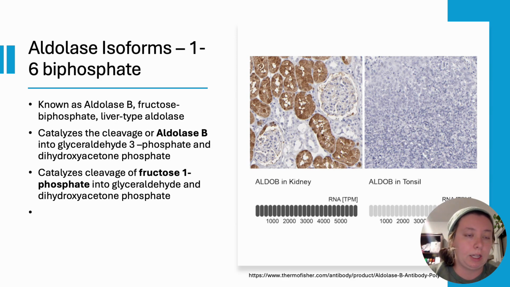So specifically, the Aldolase isoform fructose 1,6-bisphosphate is the one used in glycolysis and gluconeogenesis. It's also known as Aldolase B, or fructose bisphosphate aldolase, or liver type Aldolase. It specifically catalyzes the cleavage of fructose 1,6-bisphosphate into glyceraldehyde 3-phosphate and dihydroxyacetone phosphate. It also catalyzes cleavage of fructose 1-phosphate into glyceraldehyde and dihydroxyacetone phosphate.